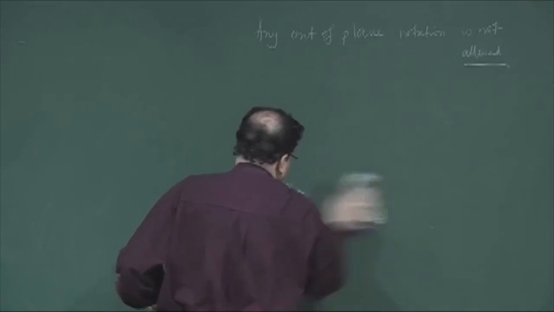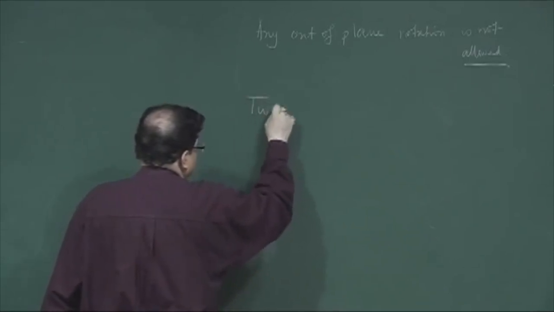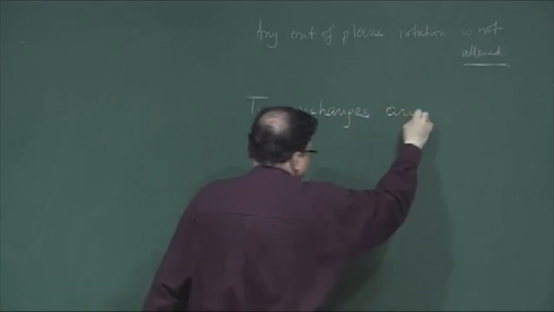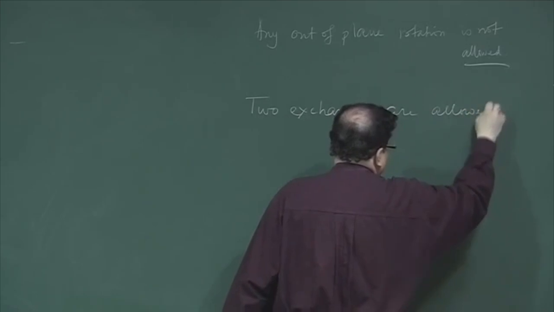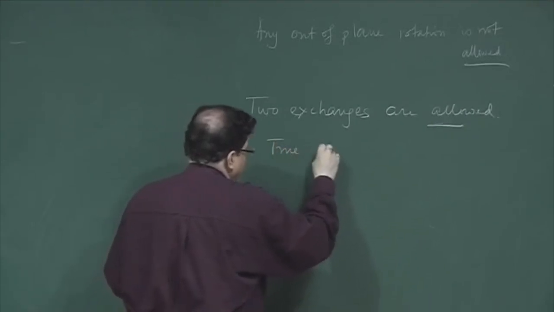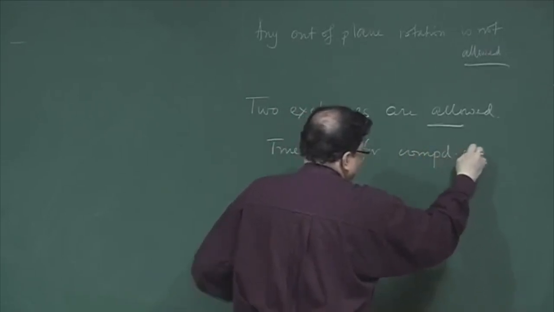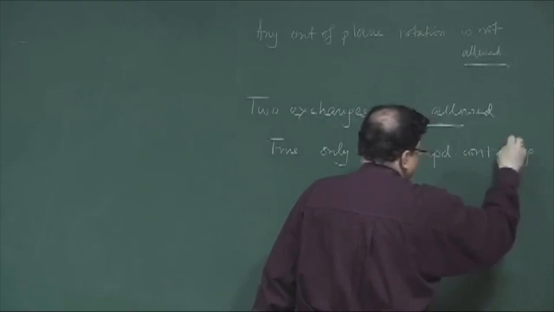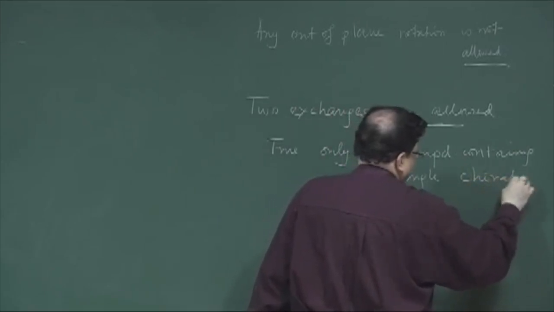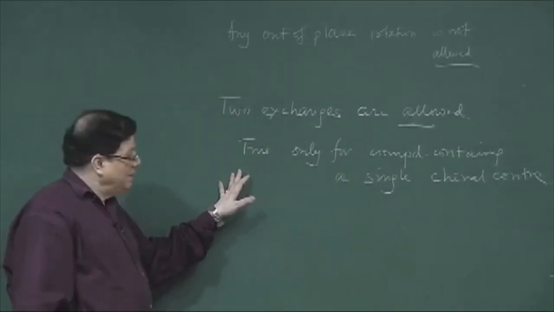Another question that may come to mind, because in several books it may be written that two exchanges are allowed in Fischer projection. Now this is true only for a compound containing a single chiral center. This is only applicable for a compound containing a single chiral center.